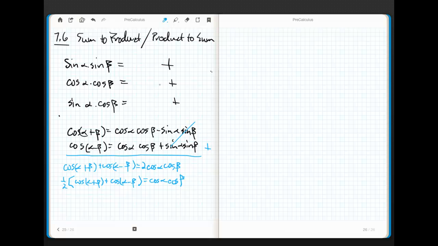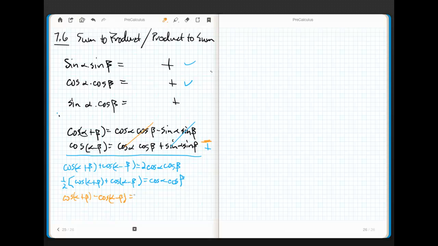All right, now that takes care of this guy. Now, what if I wanted to solve for this guy? Well, check it out. If instead of adding these two things, what happens if I subtract? Well, if I subtract, these two guys go away, and I end up with cos alpha plus beta minus cos alpha minus beta.